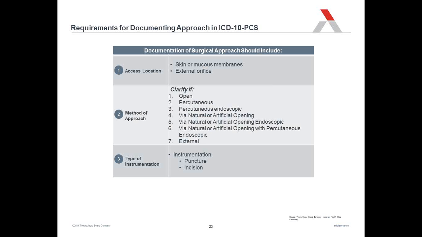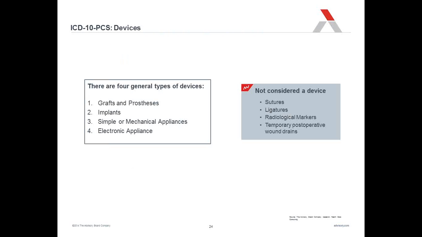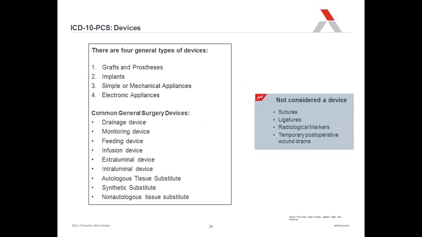There are also some requirements for documenting the approach in ICD-10, and approach is another one of the digits in the ICD-10 PCS code. That includes the access location, the method of approach, whether it's open, percutaneous, or endoscopic, and what type of instrumentation was used. There's also a digit that helps to capture the type of devices. There are 4 general types of devices that are captured in ICD-10: grafts and prostheses, implants, simple or mechanical appliances, and electronic appliances.